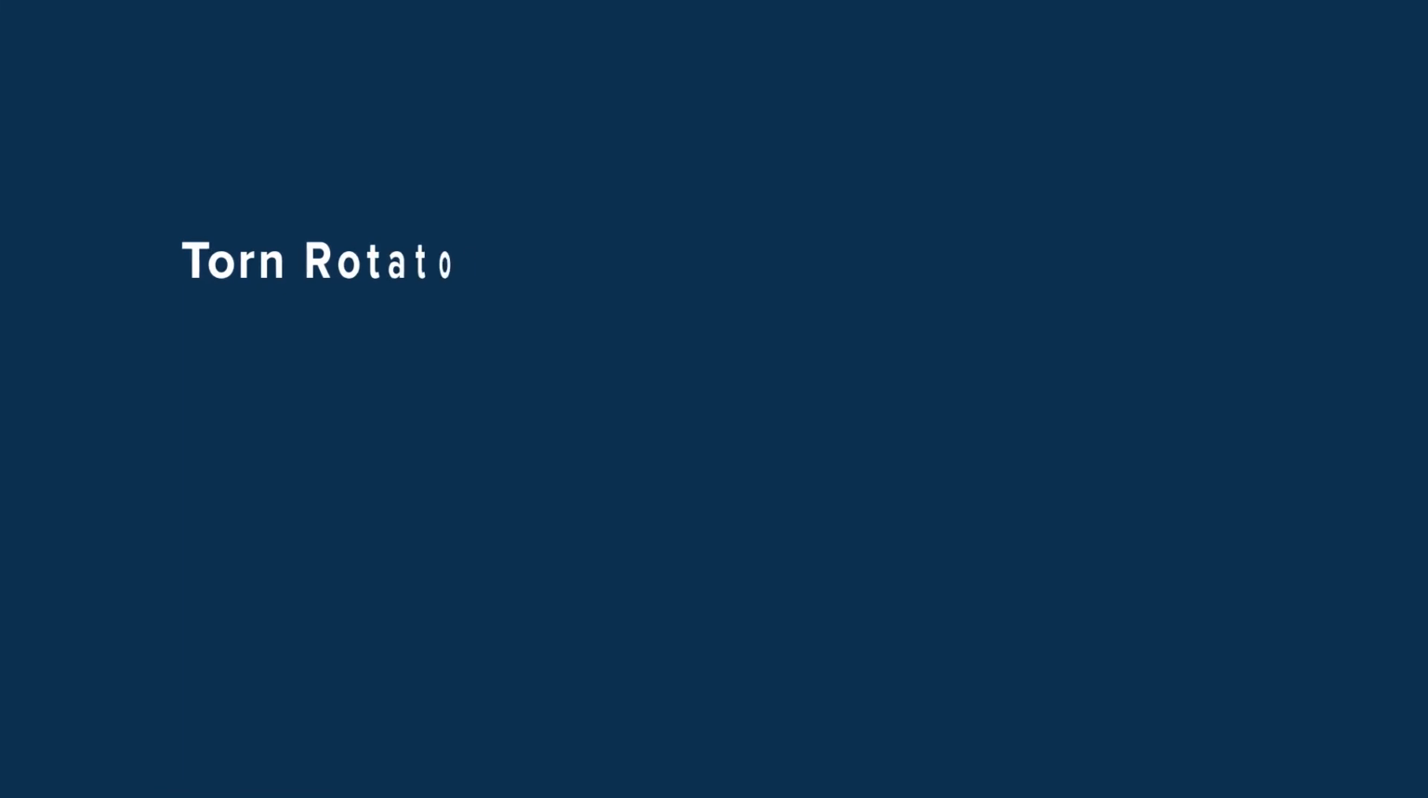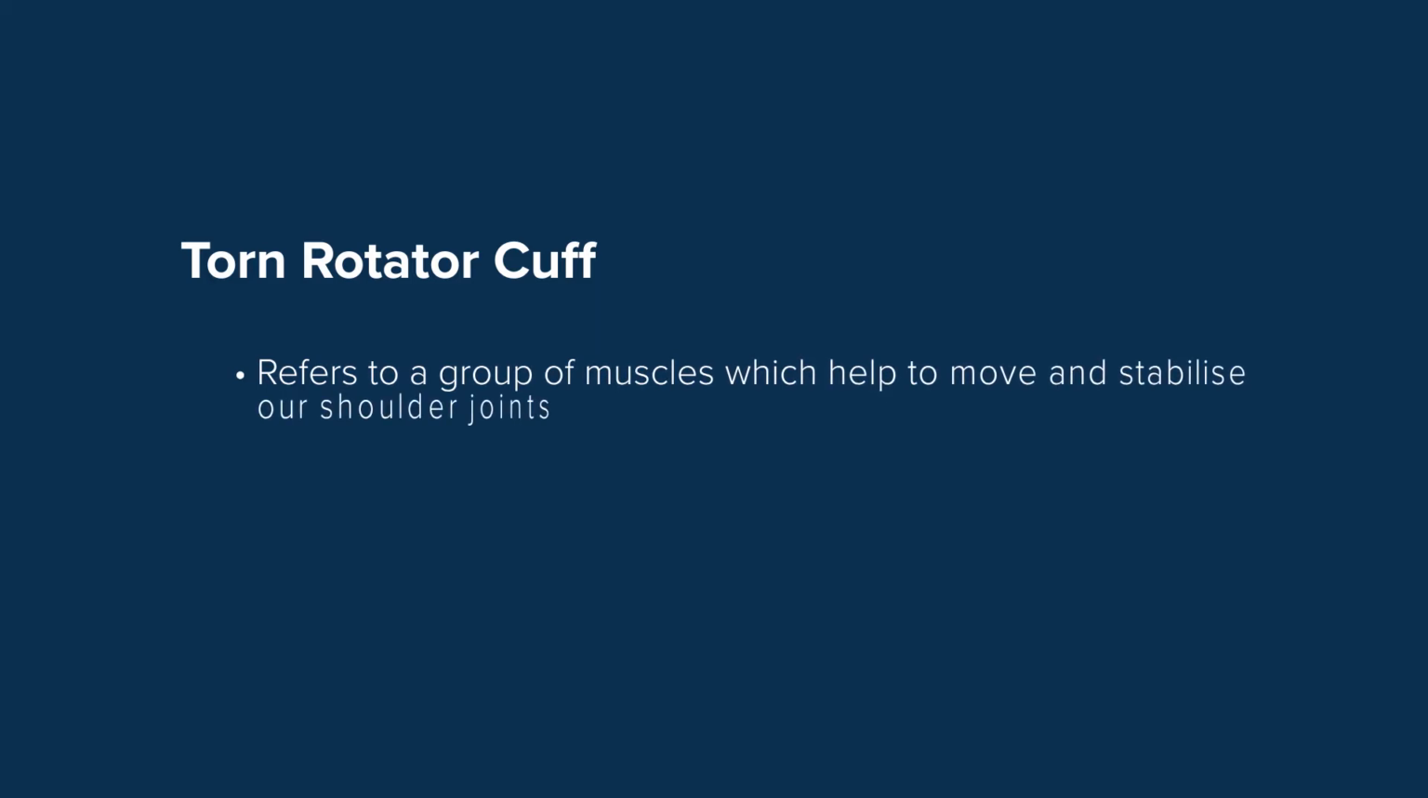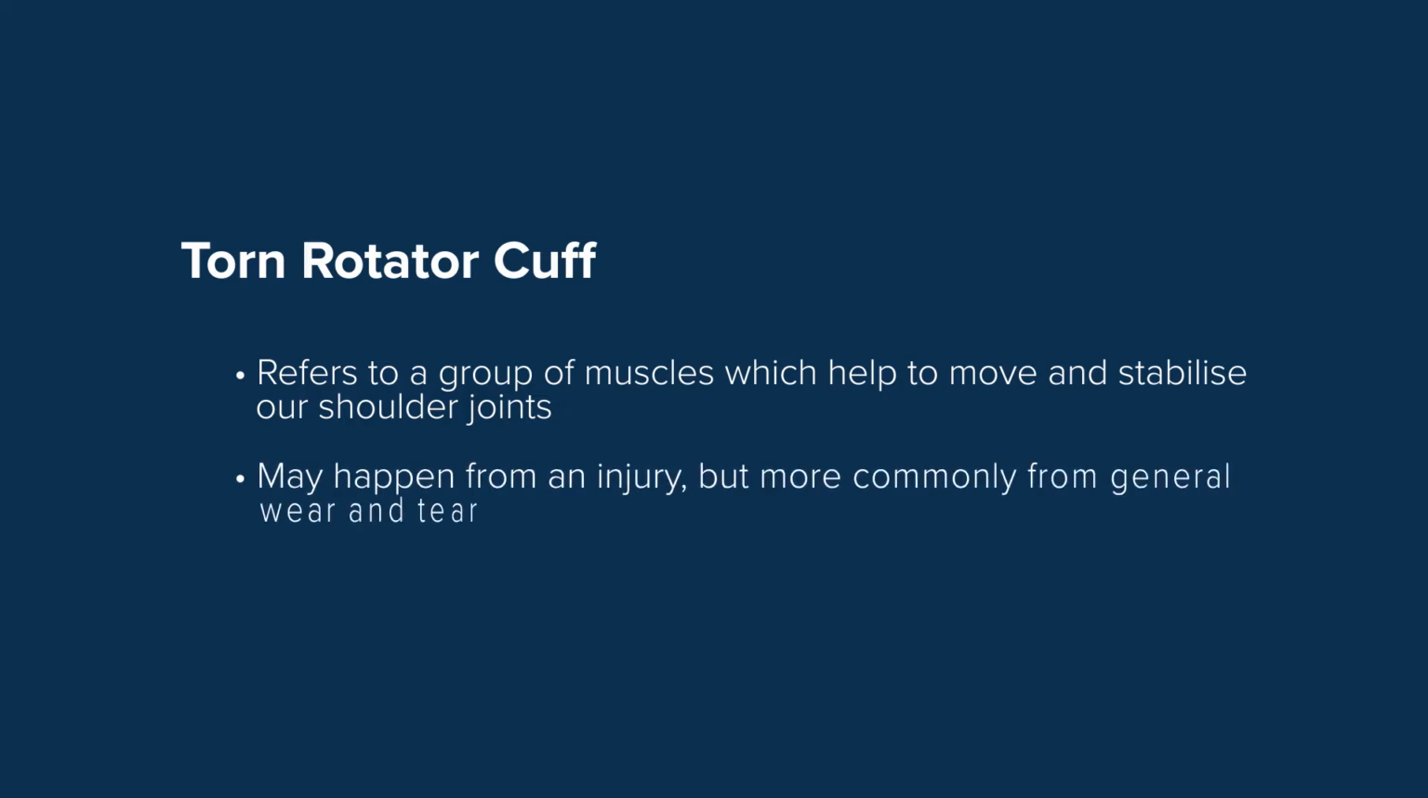You may have heard of the term torn rotator cuff. This can be quite common and refers to the group of muscles which help to move and stabilise our shoulder joints. A torn rotator cuff muscle may happen from an injury, but more commonly occurs from general wear and tear. If you have trouble lifting your arm, then this group of muscles may be to blame.